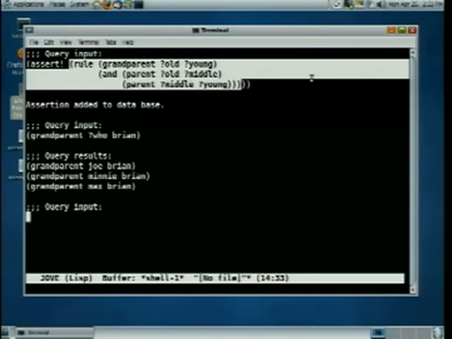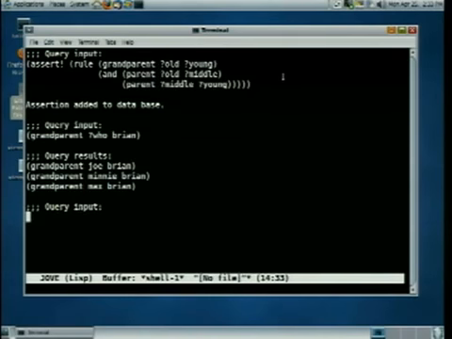And any assertions like that that it finds, it gives you as a result. So if I had made any direct assertions about who's the grandparent of whom, then we would see those. Then it looks for rules. But it can't look for a rule that in its entirety matches a query, because this rule is too complicated for that. It looks for a rule whose conclusion matches the query.